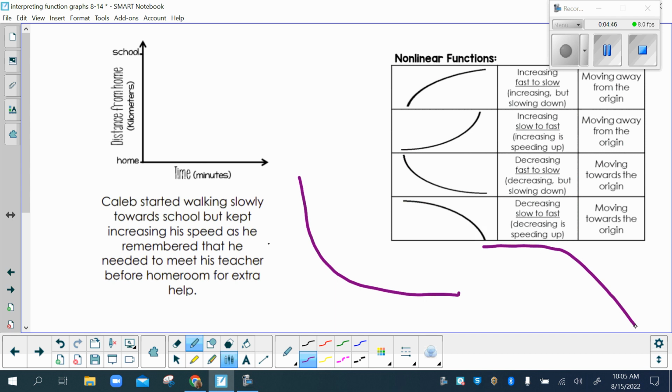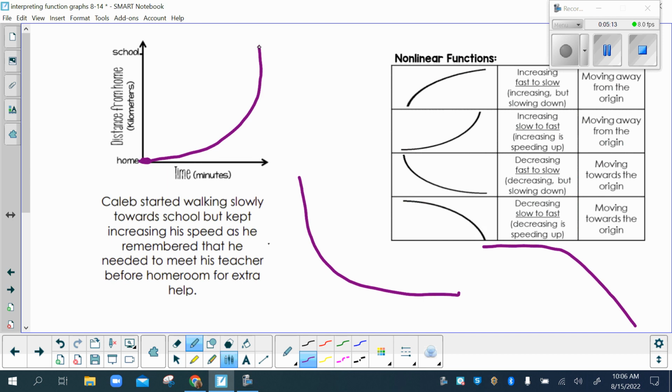Let's try this next one. Caleb starts walking towards school, right? But as he's going, he remembers he made an appointment to meet me in class. So he starts here, and he's walking, but oh my God, he remembers he needs to meet me in class. He's going to go faster and faster. Does that make sense? Okay. Easy cheesy, right?